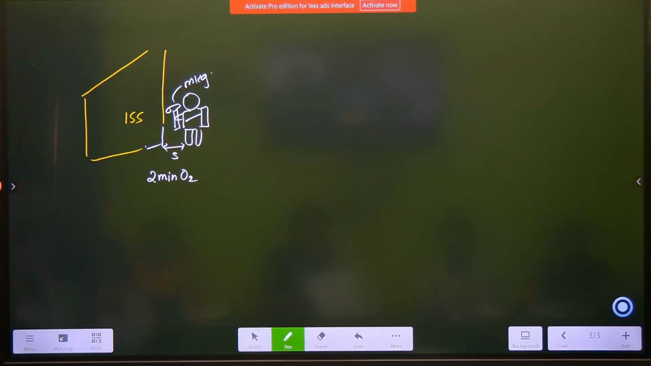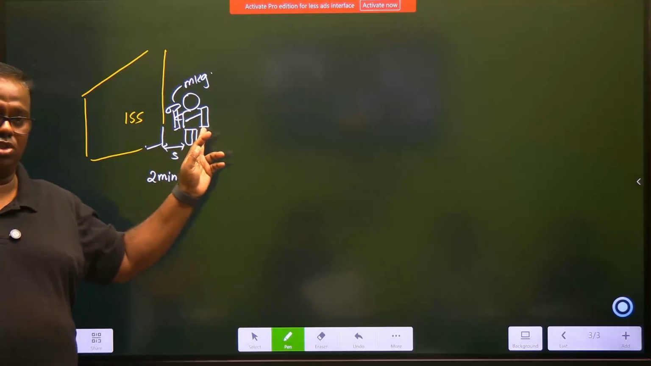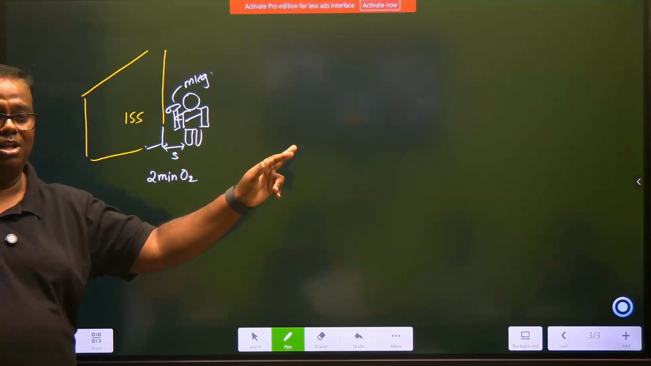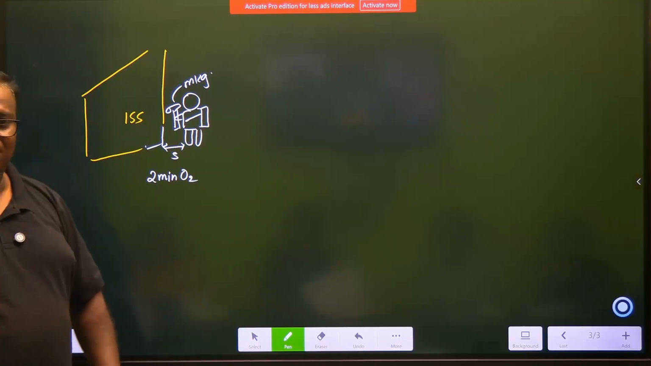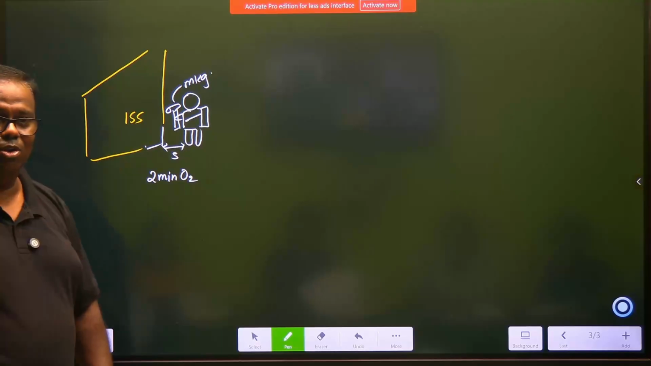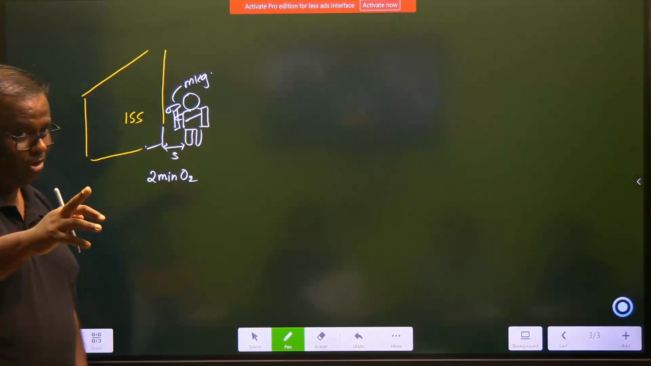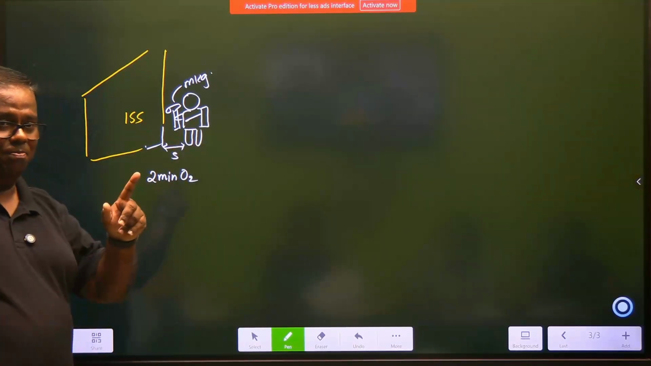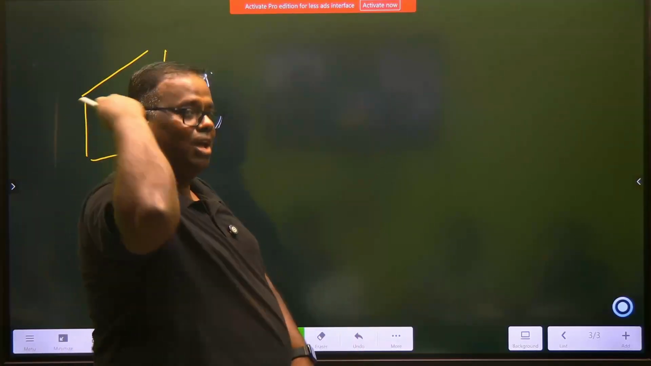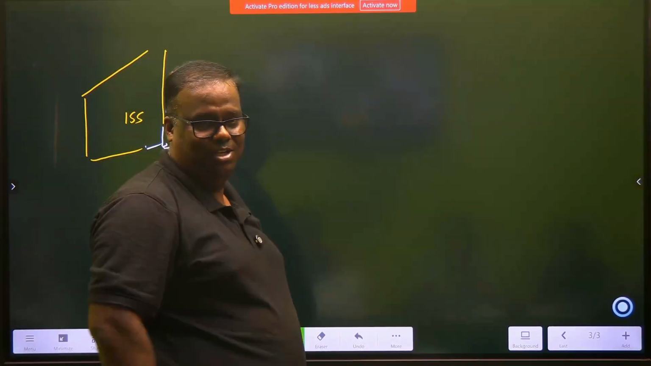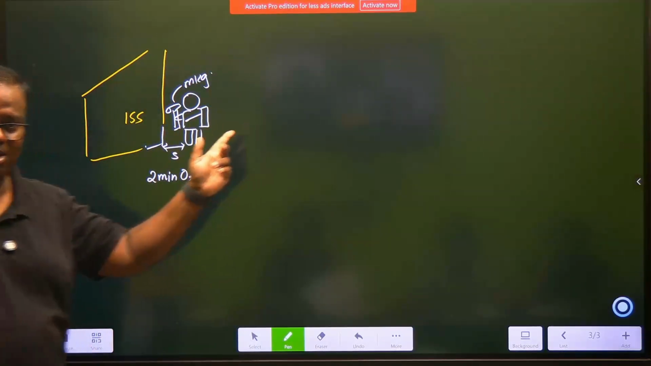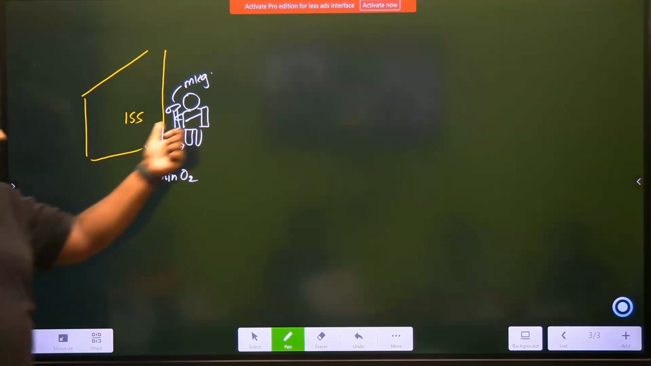They'll ask you, with how much force does he have to throw this hammer? When he throws the hammer, he exerts a force on the hammer, and the hammer will exert an equal and opposite force on him. But make sure the direction is right. You can't expect the space station door to be here and you throw the hammer here, then he will be lost in space. So he has to throw the hammer with a force so that he is guided this way.